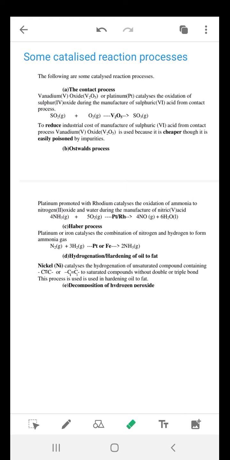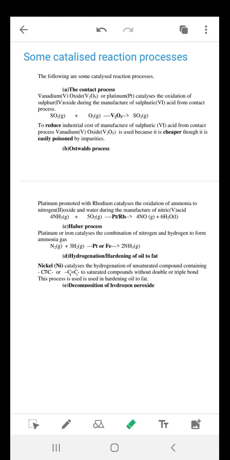You looked at a process called the contact process. So you are using sulfur 4 oxide with some oxygen to form sulfuric 6 acid when it's diluted with water. So the process of changing sulfur 4 oxide to sulfur 6 oxide, adding more oxygen to sulfur 4 oxide to make it sulfur 6 oxide requires a catalyst. And during that time we say that we use a catalyst called vanadium 5 oxide.